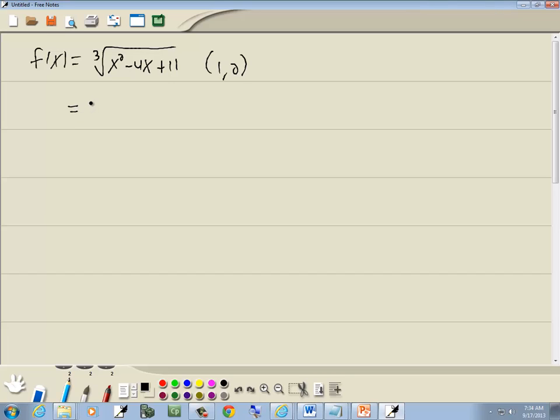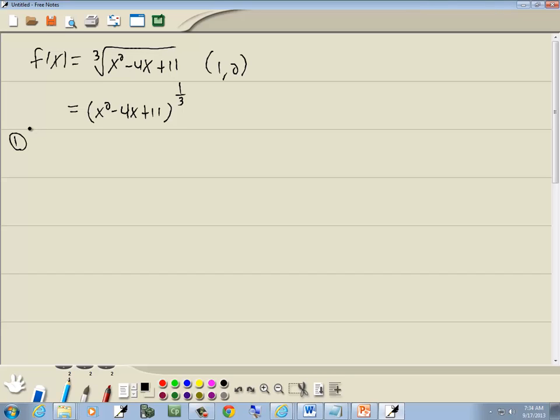Now, we want to rewrite this in fractional power form, rational exponents. So that becomes x squared minus 4x plus 11 to the 1/3 power. Whatever number's in your slot right here, that's called your index. That goes in your denominator, and then you put 1 up there.